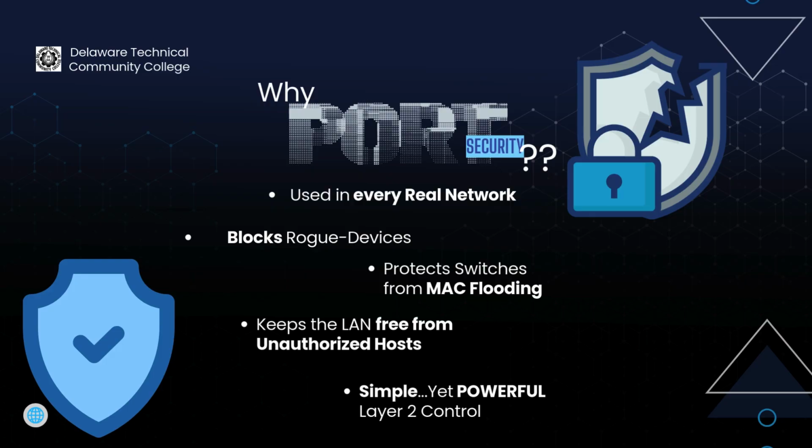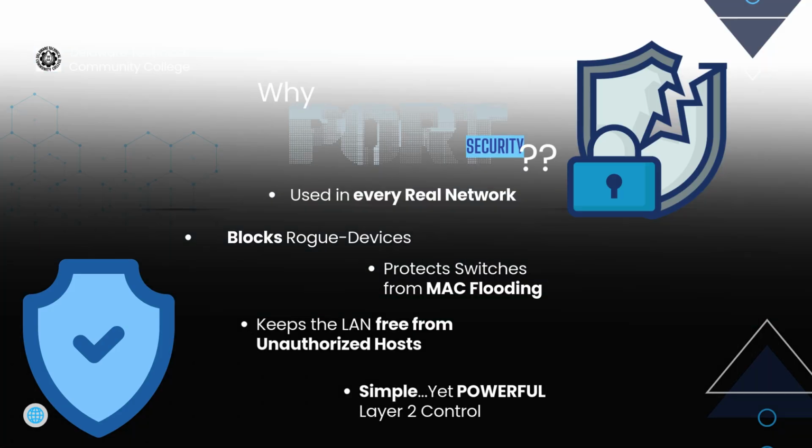So why port security? Port security exists in every serious network environment in today's society. Schools, hospitals, offices, data centers, pretty much everywhere. Its job is simple but crucial: block rogue devices, protect against MAC flooding attacks, and keep unauthorized hosts off the local area network. MAC flooding can overflow a switch's MAC table and force the switch to behave like a hub, broadcasting traffic everywhere. Port security prevents this by limiting how many MAC addresses are allowed on an interface, shutting down or restricting the port if something suspicious happens. It's a simple tool, but it's incredibly effective.